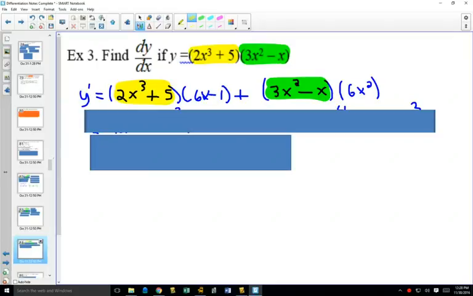We keep our first function the same. Then what's the derivative of the green one? It would be 6x minus 1. Keep our second function the same. What's the derivative of our first one? It's just 6x squared.